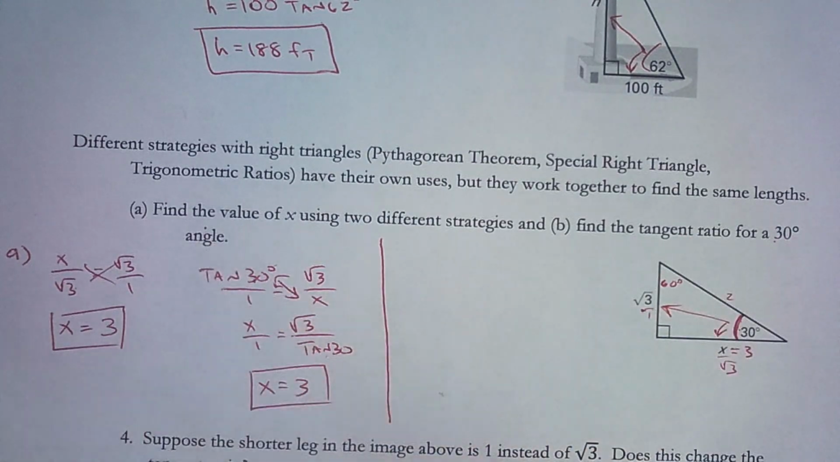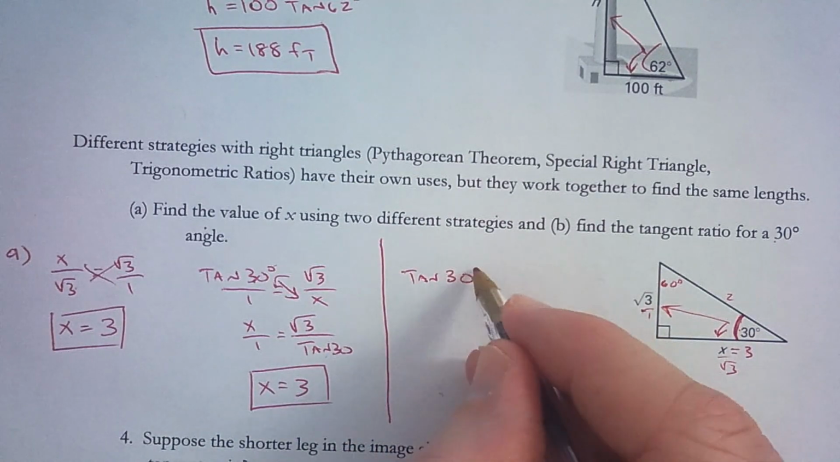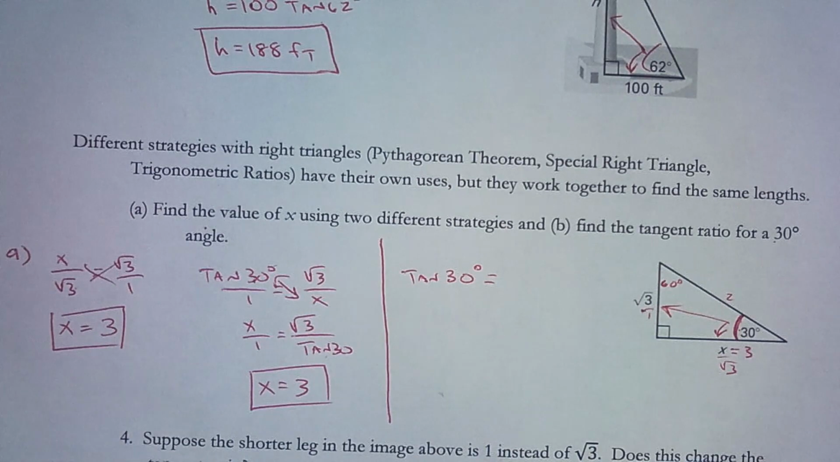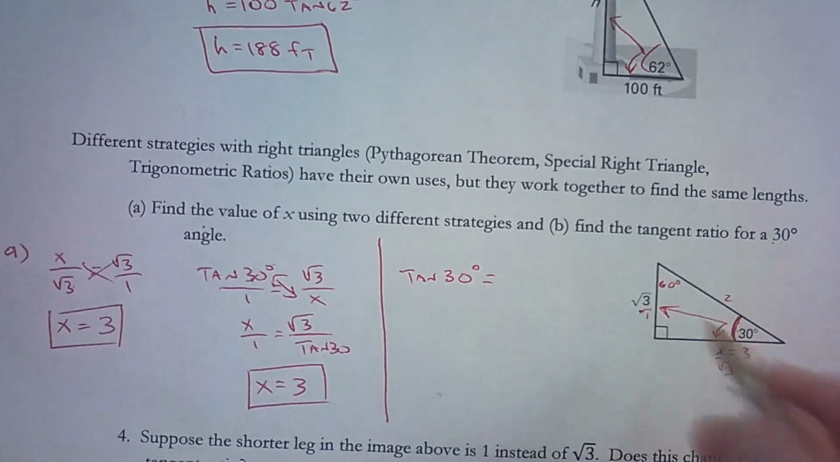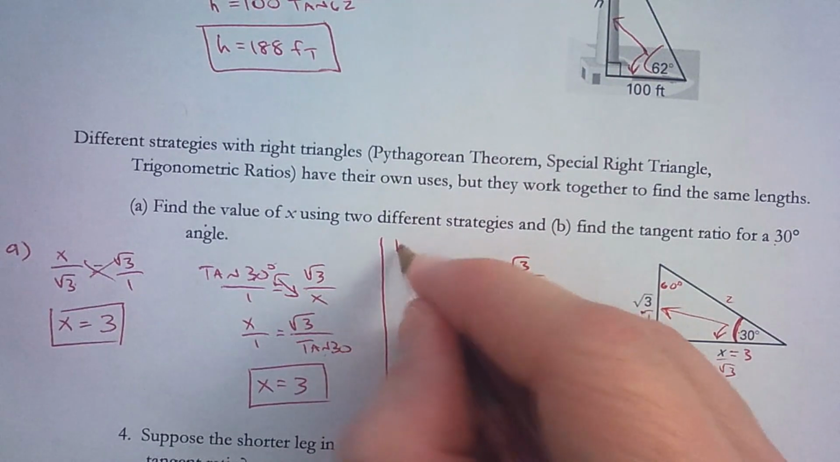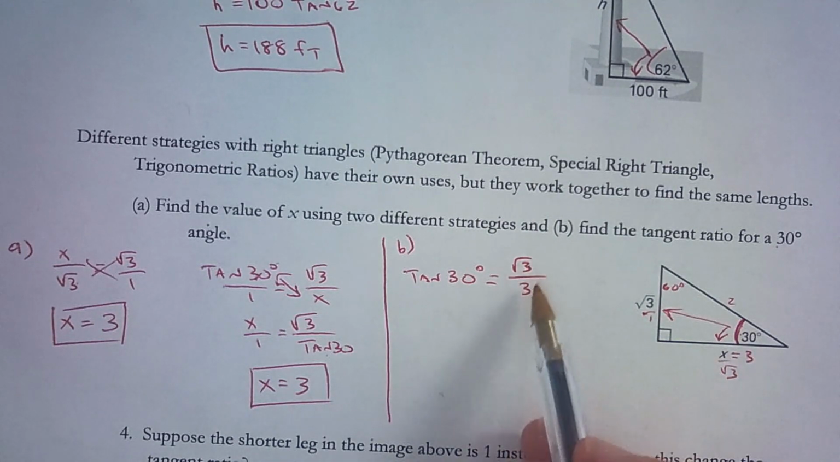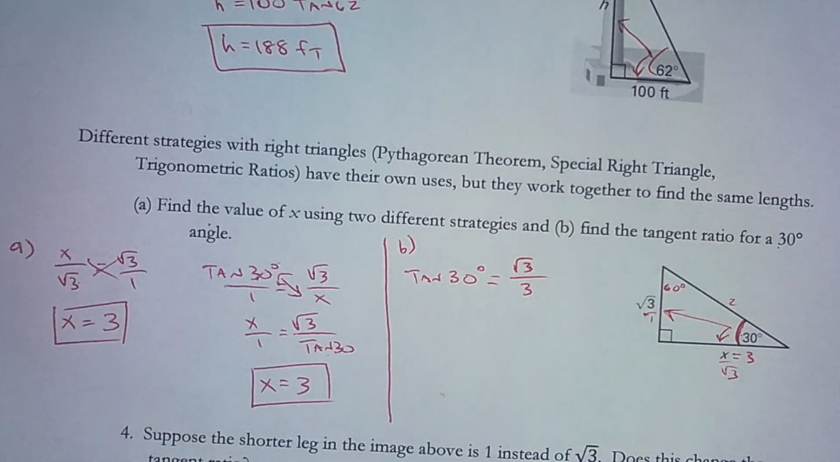Okay, now find the tangent ratio for a 30-degree angle. Now that I know that this is 3, I can say tangent 30 degrees is opposite over adjacent, opposite leg over adjacent leg, which is the square root of 3 over 3. So that's part B. There is the tangent of a 30-degree angle, root 3 over 3.